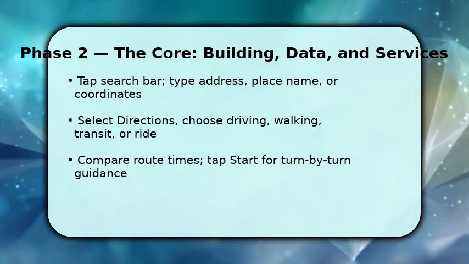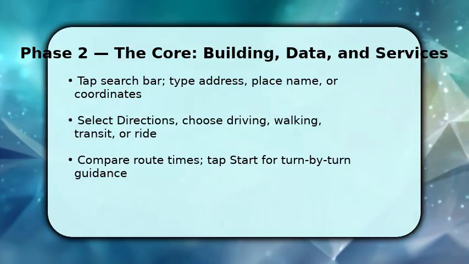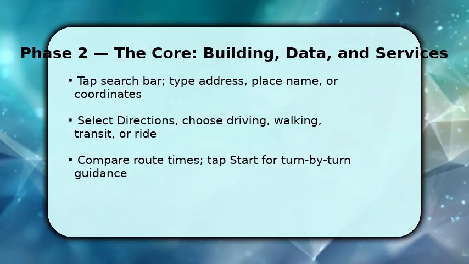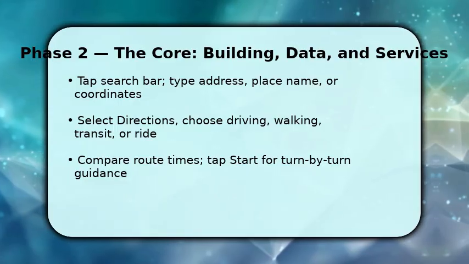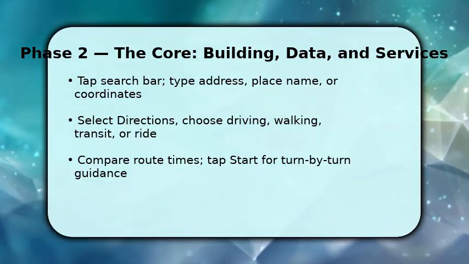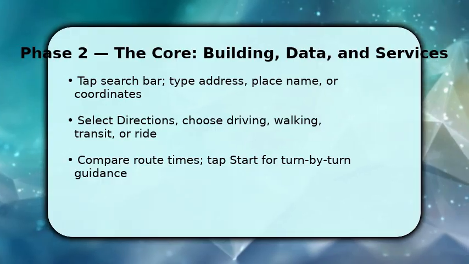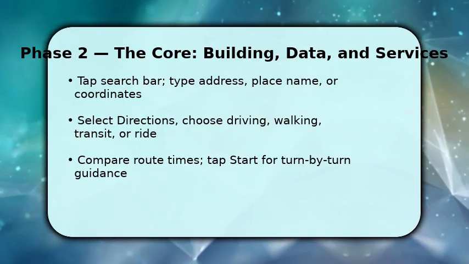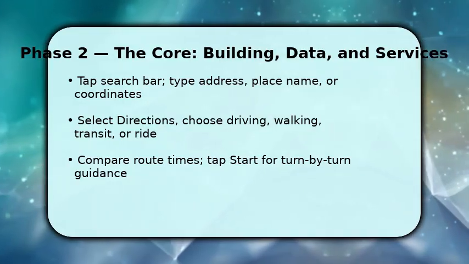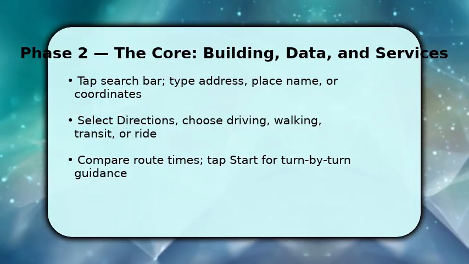Now type your destination into the search bar. You can enter an address, business name, or coordinates. After selecting the place card, tap Directions and pick the mode: driving, walking, transit, or ride, because each mode optimizes different roads or paths. Look at alternate routes shown with estimated times. Choose the fastest or avoid tolls via options if you prefer.